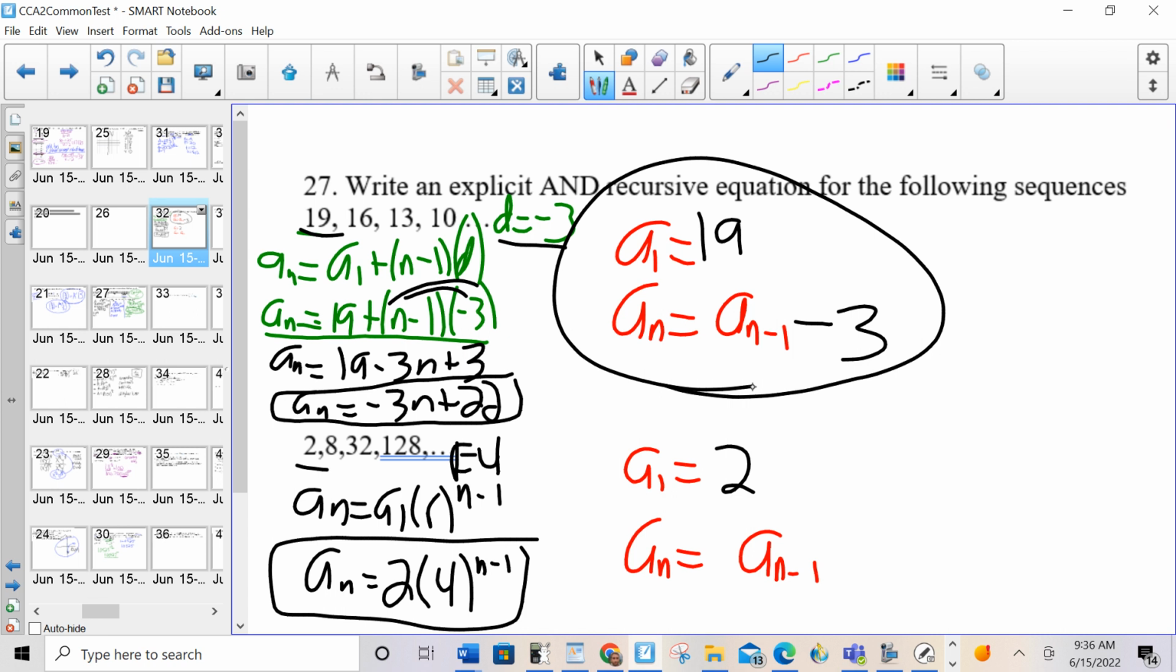In the second one, what's the pattern? What am I doing to the previous term? I'm multiplying by 4. And when you're multiplying, you generally write the number in front. That's how you write a recursive formula.